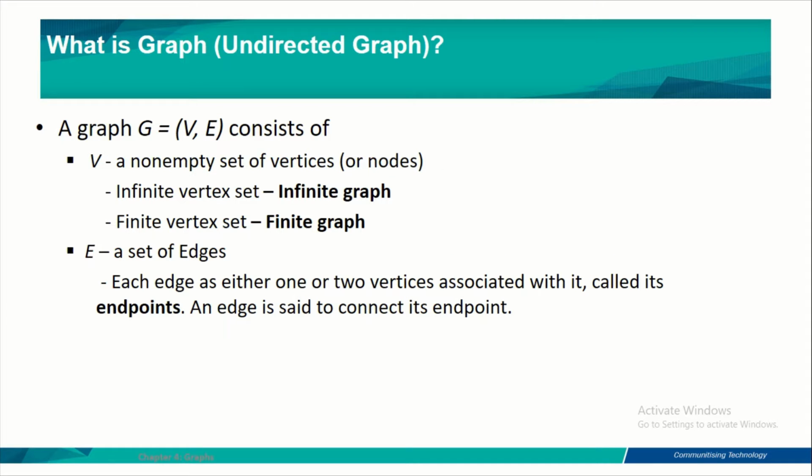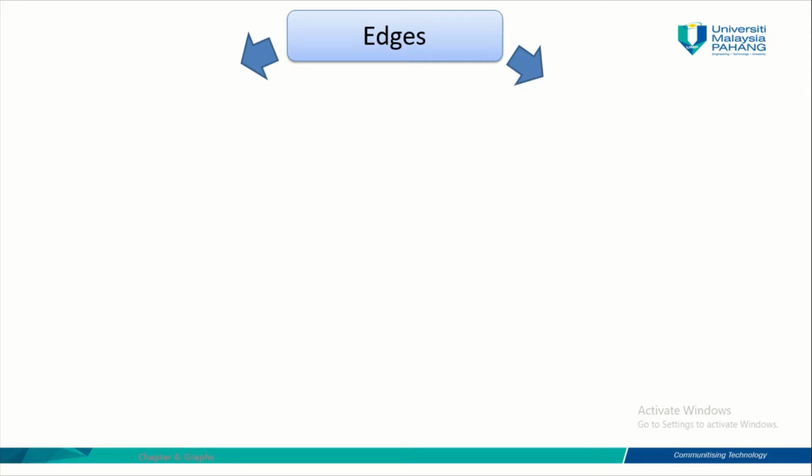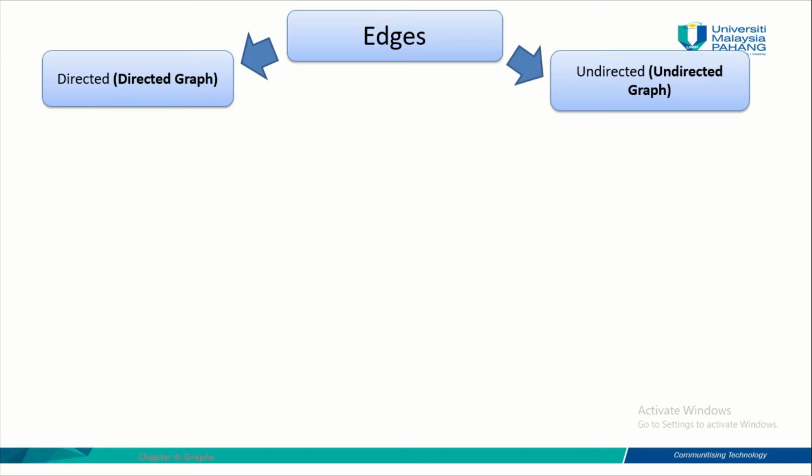Firstly, what is a graph? A graph is a collection of a set V of vertices and a set E of edges. G equal to (V, E) is a formal mathematical notation that we use to define a graph. V is a non-empty set of vertices or nodes, which are represented by points, and E is a set of edges that are represented by line segments or curves. There are two types of edges, which are directed edges and undirected edges. Directed edges lead to the directed graph and undirected edges lead to the undirected graph.